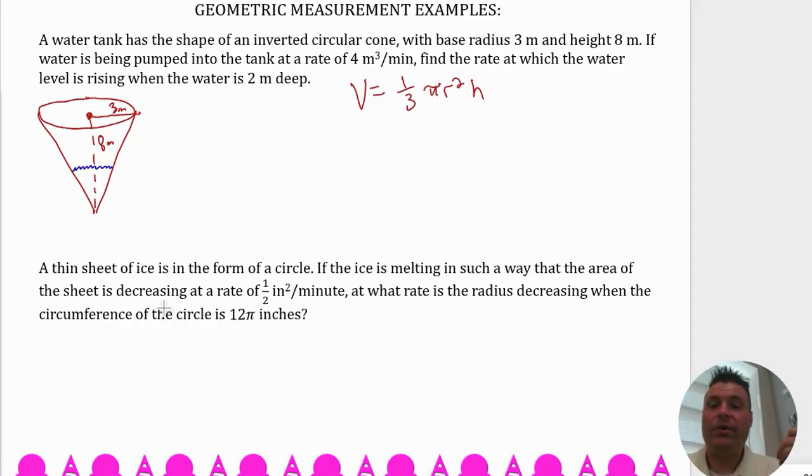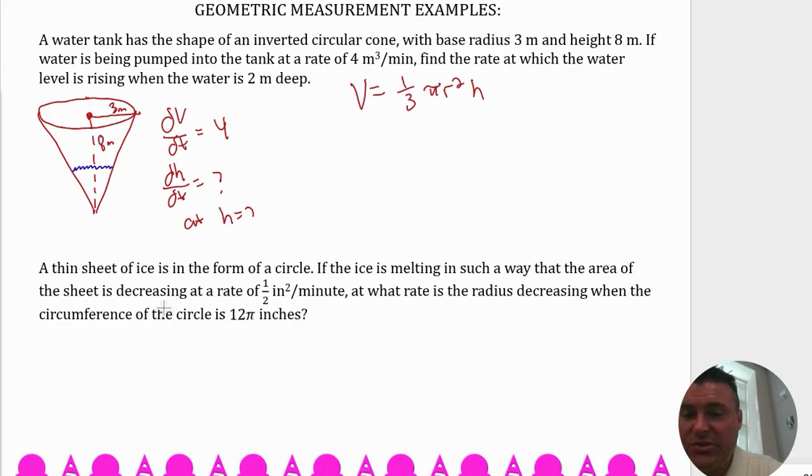Now, what we're given here is dV dt. Since we're pumping water into the tank, it's going to be a positive 4. What I'm trying to find here is dh dt, because it's when water is rising. In my volume formula, it's going to relate to h, so I need dh dt. I don't know what that is, but I know I need that at h equals 2. So I want to find what's going on with our water at height equals 2.